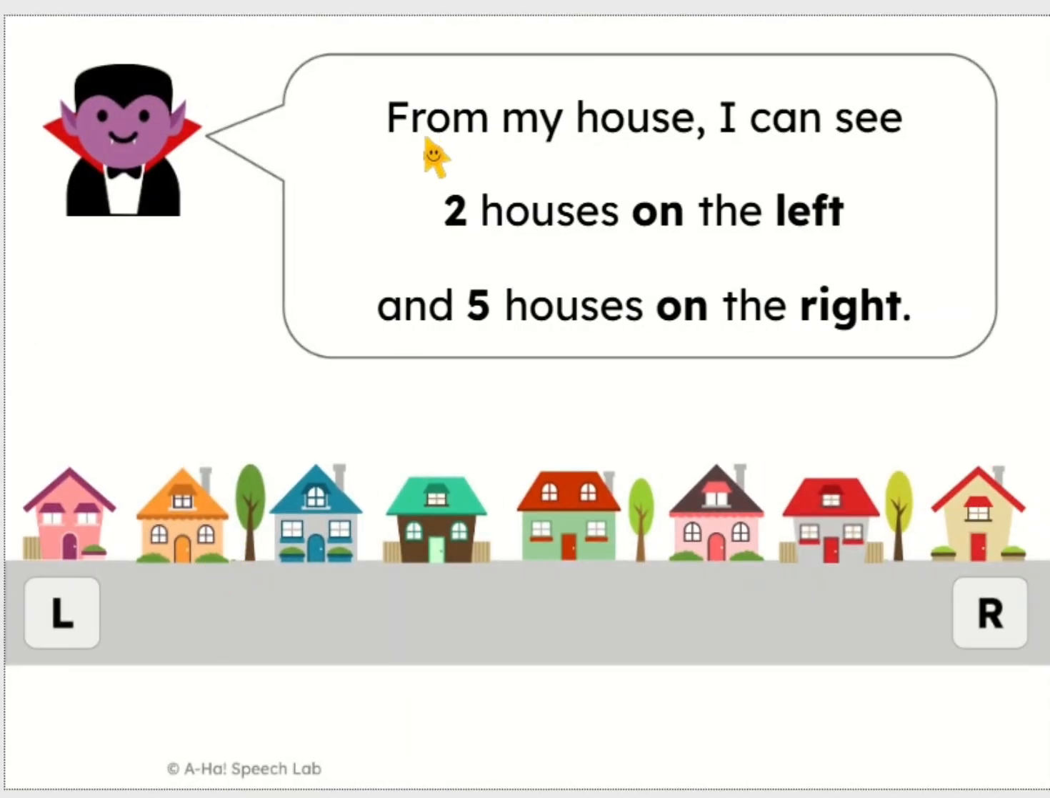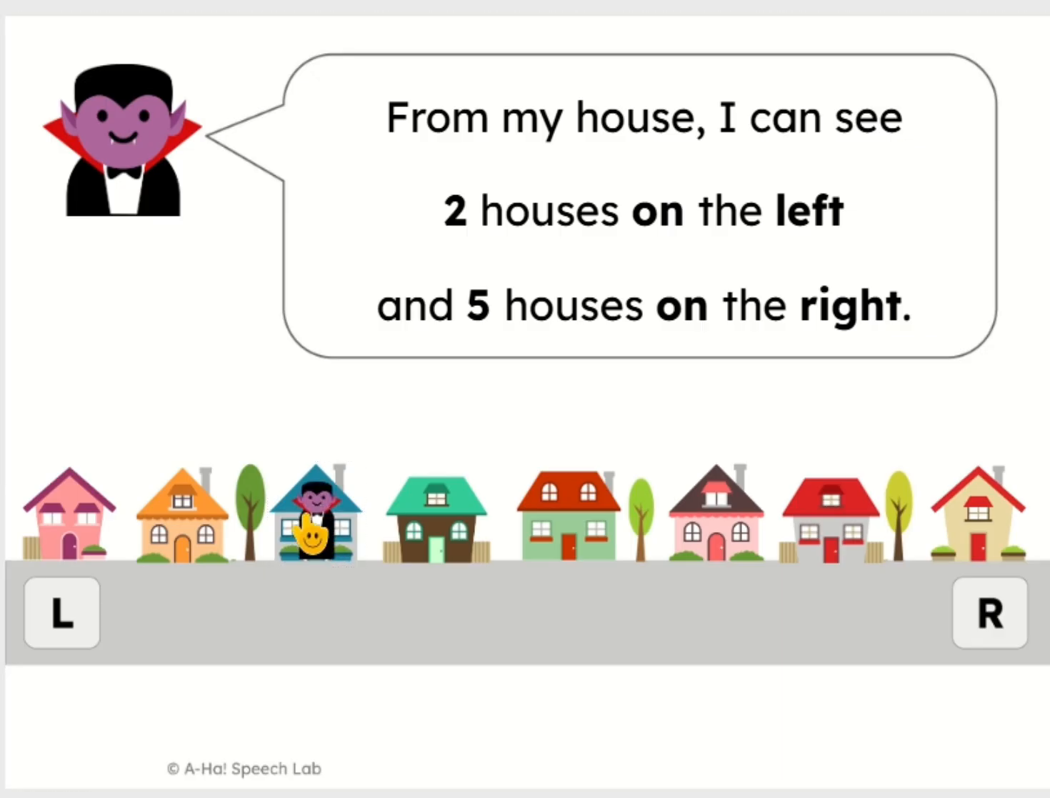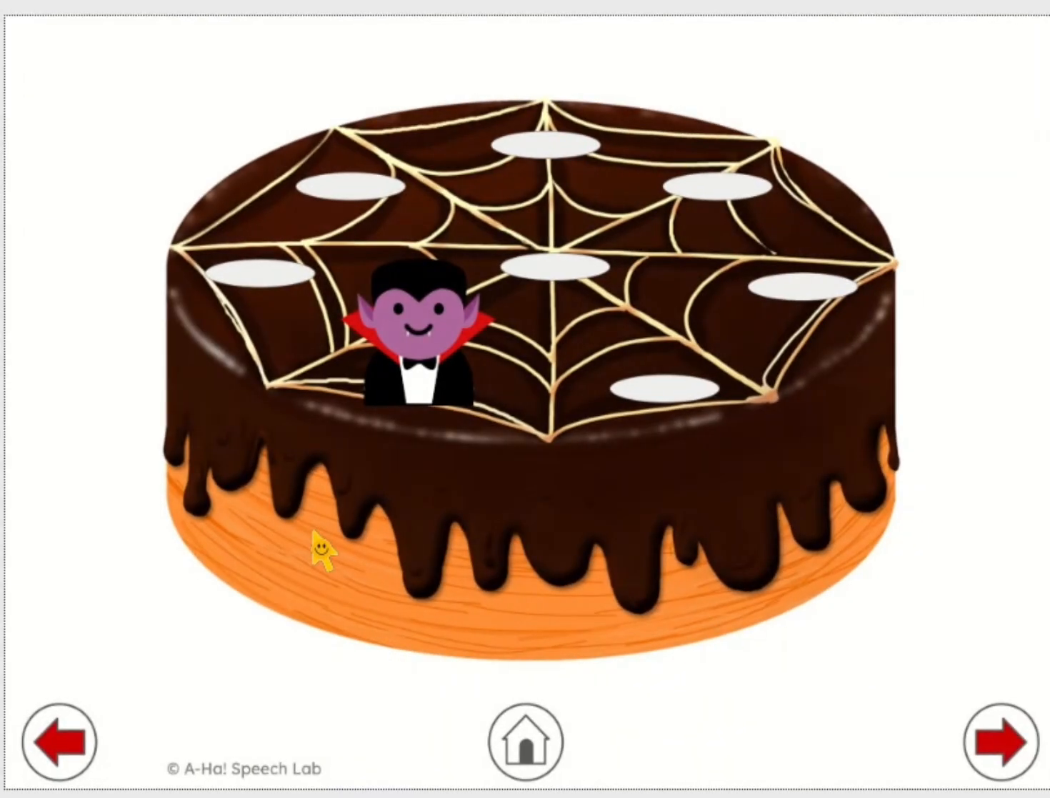And then now he says, from my house, I can see two houses on the left and five houses on the right. So it's a different concept, but you're going to teach them two on the left, 1, 2, 3, 4, 5 on the right. So this one must be his house. Click on it. And again, he pops right in to decorate the cake.